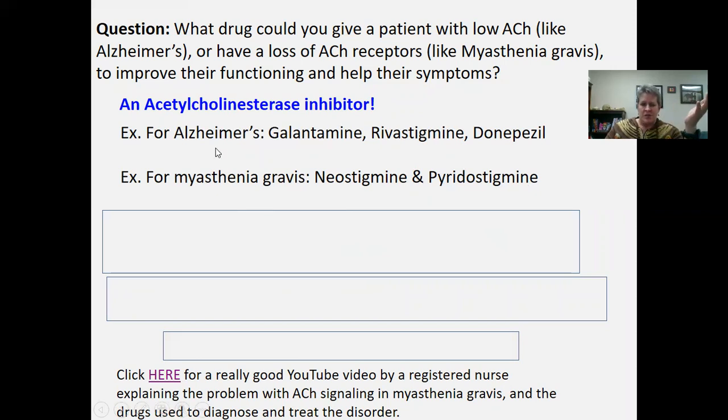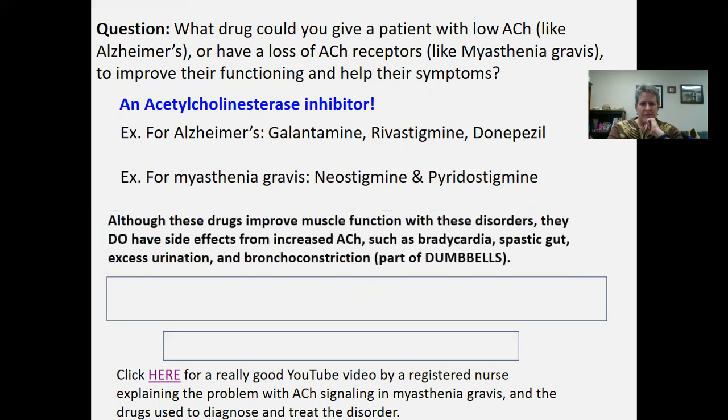And so in Alzheimer's, it promotes more acetylcholine activity in the brain by preventing its breakdown. And for myasthenia gravis, it again prevents acetylcholine's breakdown, so there's more of it in the synapse, so that for the few remaining cholinergic receptors that are present, there's a lot of acetylcholine to stimulate those fewer receptors. So that's how that's working.